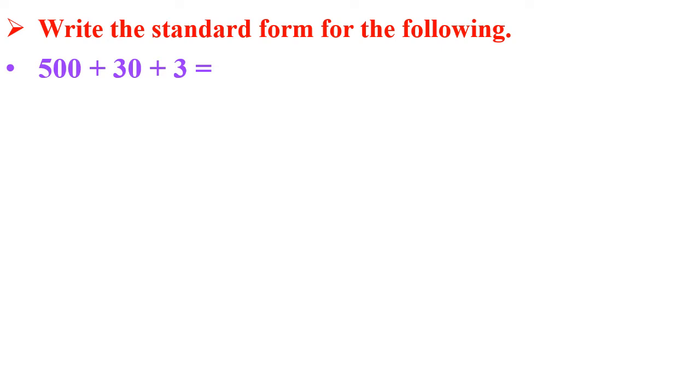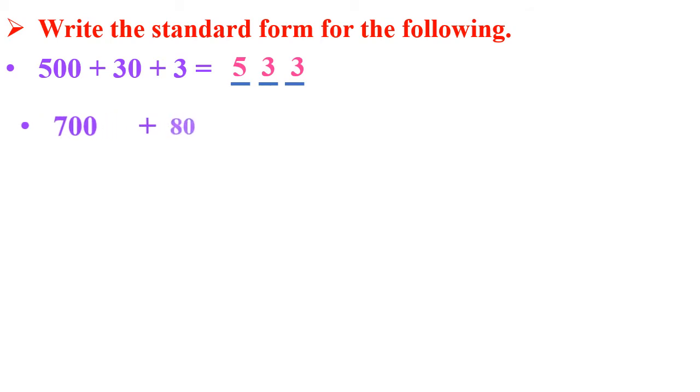Same as previous, here they were given up to the hundreds place digit, so we have to draw 3 lines. The number on the hundreds place, here it is 500, so we have to write down 5 in the hundreds place. Then in the tens place we have to write down 3 because here they were given 30, and they were given only 3. That's why we have to put that 3 in the place of ones. So the standard form of 500 plus 30 plus 3 is 533.